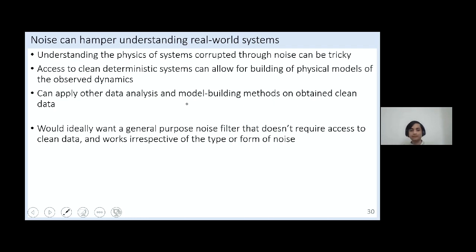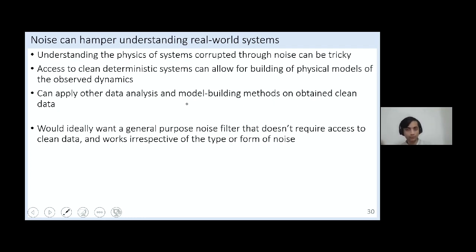And what we would ideally want, right, our ideal goal, would be to obtain a general purpose noise filter that doesn't require access to clean data and works irrespective of the form of noise. Because when you're actually observing that system, you don't have the choice to turn off the noise just for the purposes of your training data, right? Your training data is noisy. That's all the training data you get. And you don't even know the form of noise, right? So without knowing the form of noise, without having access to clean data, what can you do? And what I'm going to claim and show is that reservoir computers work excellently as this general purpose noise filter.